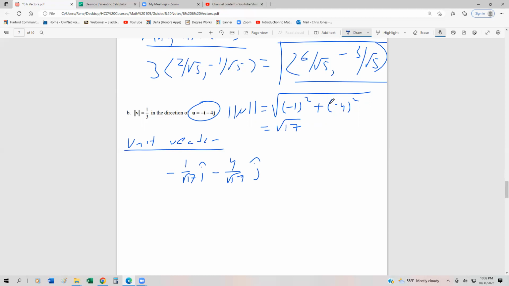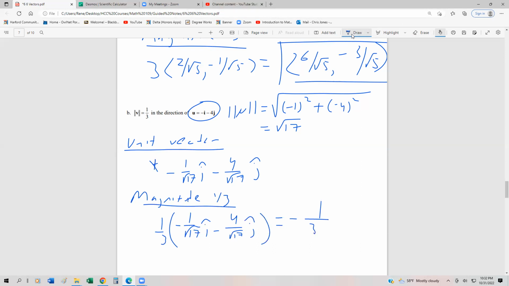But what we want is a vector of magnitude 1/3, not 1/2, 1/3. So I would just multiply this vector by a third. I would have 1/3 of negative 1 over root 17 i minus 4 over root 17 j, which is equal to negative 1 over 3 roots of 17 i minus 4 over 3 roots of 17 j. That would be a vector of magnitude 1/3 in this direction.